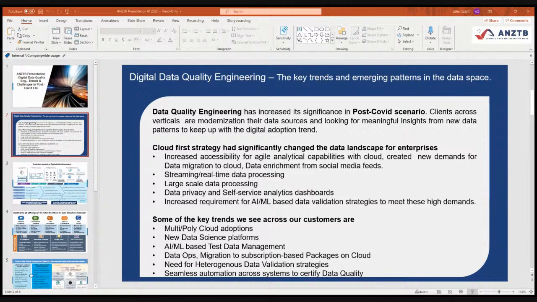All this has to be put together with respect to a seamless automation capability so that we access our systems and we also certify from the data quality standpoint. So these are some of the trends that we see in terms of the digital data quality engineering space, and this is across all the verticals that we see in the post-COVID era.